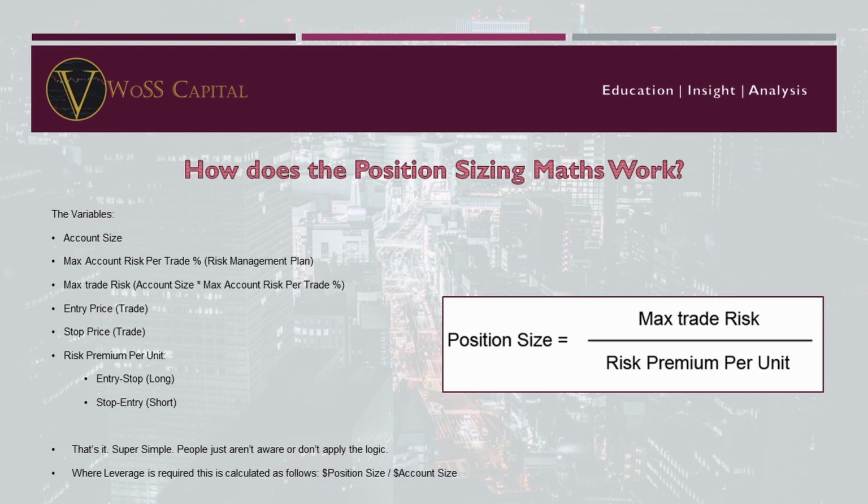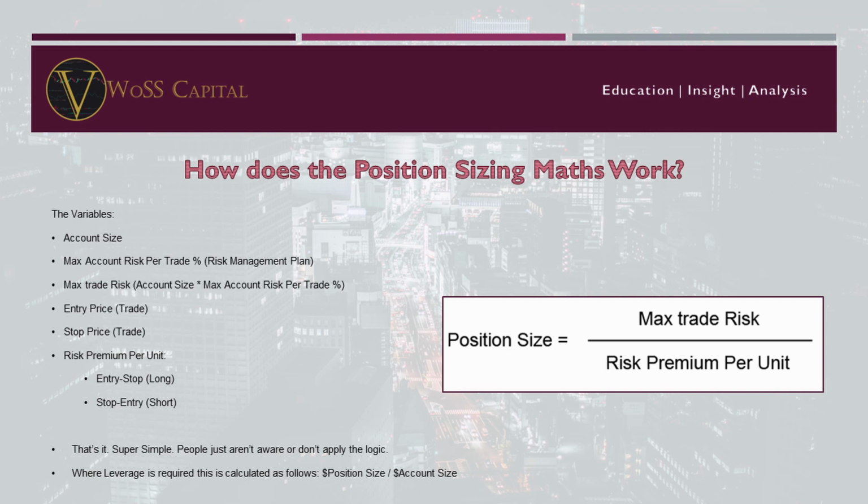And then from those variables, your position size becomes that max trade risk that we calculated based on the account and the max percent of your account you're able to lose, divided by the risk premium per unit. That tells you how many units to buy of any individual asset, be that a stock or an indices or a crypto or whatever it is you're looking at. And that's it. It's pretty simple in terms of the maths. It's just something that I think a lot of people are not aware of or don't apply the logic.